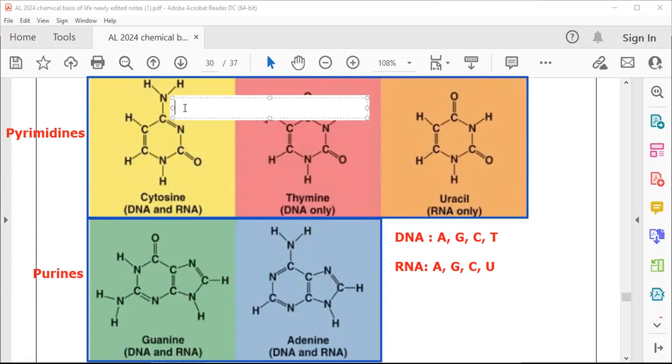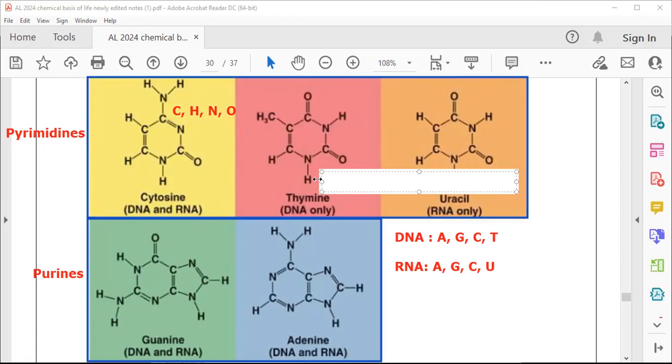Look at cytosine. What are the elements making cytosine? Carbon, nitrogen, hydrogen, oxygen. Agree? Yes, sir. What about thymine? What are the elements making it? Carbon, hydrogen, oxygen, nitrogen.